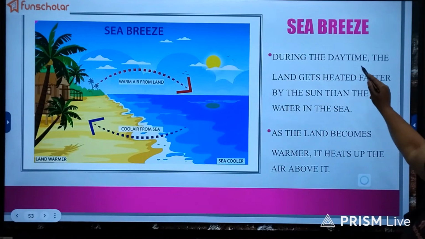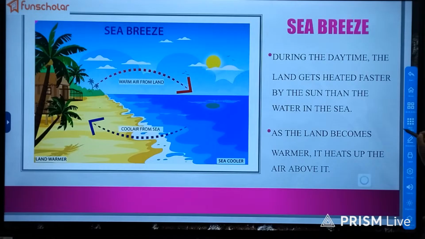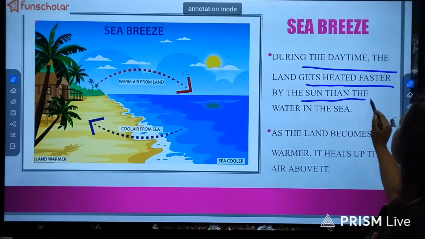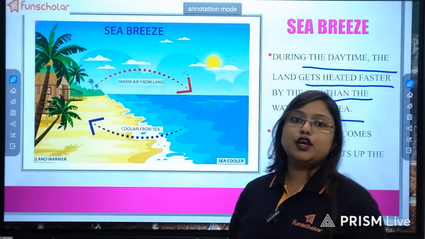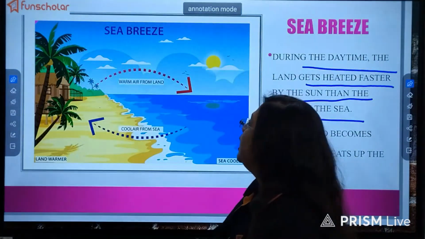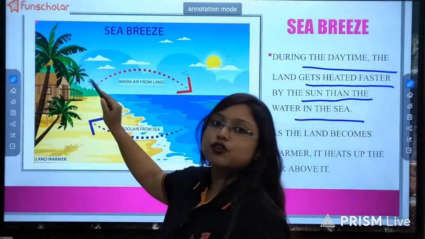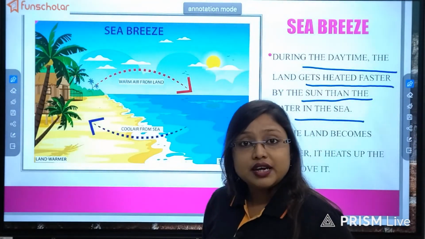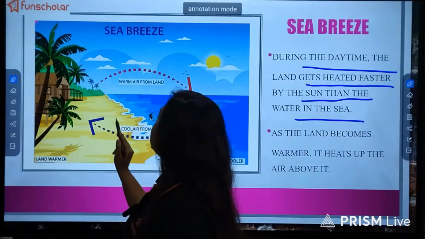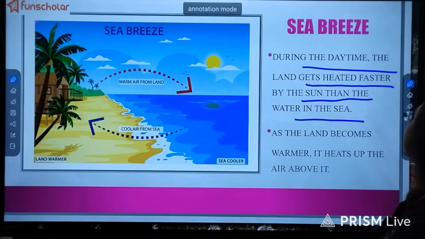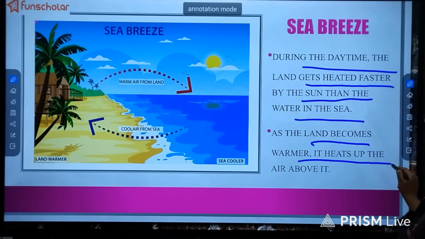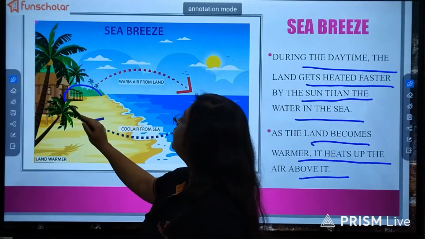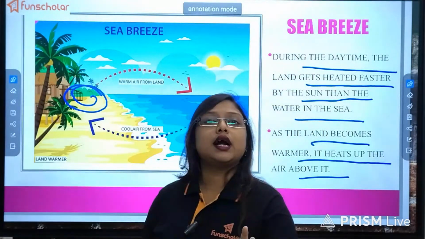That is, during the daytime, the land gets heated faster by the sun than the water in the sea. This is a very common, basic thing. The air around this land zone is heated by the sun. You may ask, the sea is not heated, ma'am? Definitely it gets heated, but the terrestrial area is heated more by the sun. As the land becomes warmer, it heats up the air above it. So basically, when that warm, heated air is here, we have already learned how winds blow.